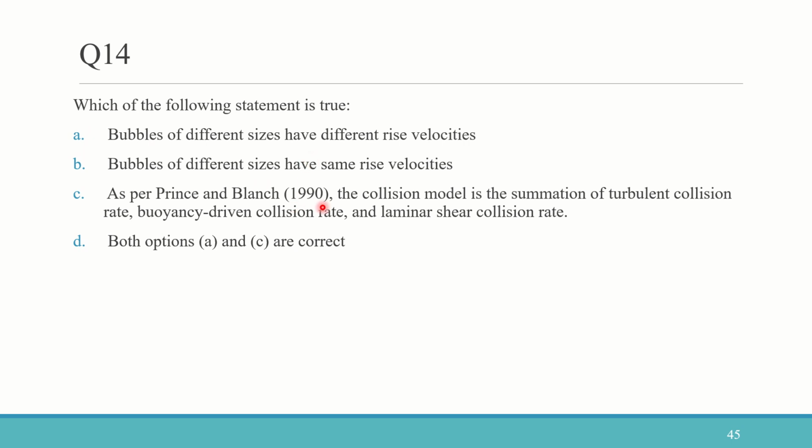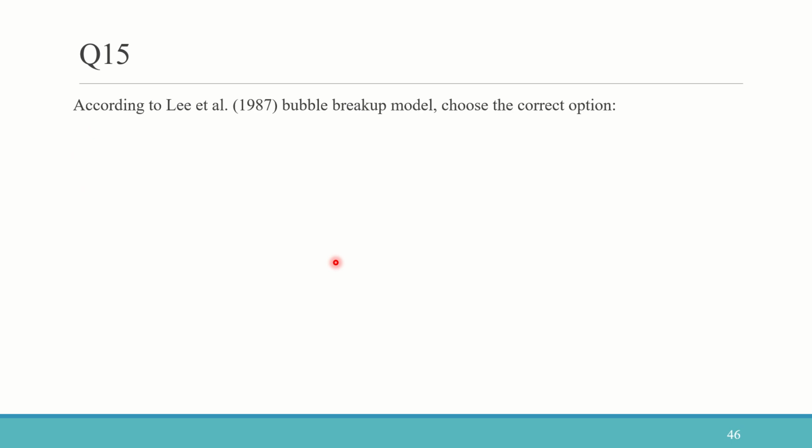And option C again is true, because the collision model is a summation of turbulent collision rate, buoyancy driven collision rate and laminar shear collision rate. So A and C are right. So the correct answer to this particular problem is option D. Both options A and C are correct. I hope it is clear. Now let us go to question 15.